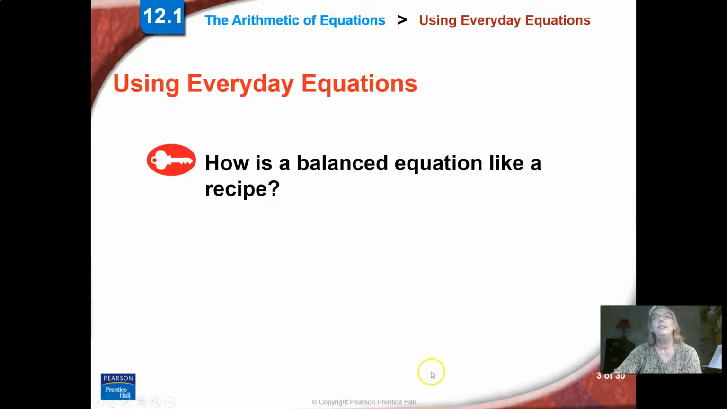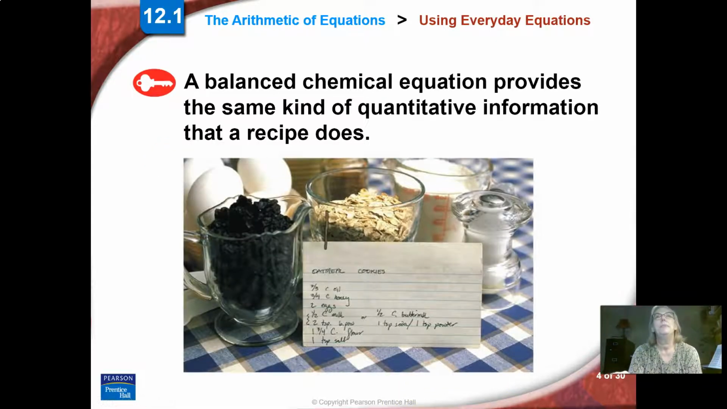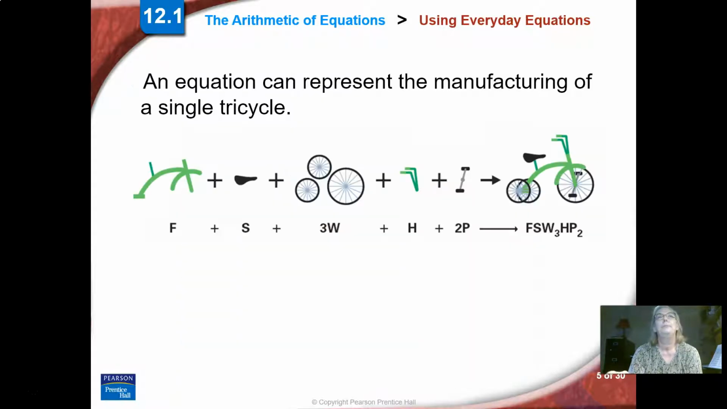So we're going to use balanced equations. We talked a little bit about this before, and it's like a recipe. A recipe calls for certain amounts of things to make a good cookie. It looks like cookies in this case. But we have to have a balanced equation that tells you exactly in quantities how much you need of everything. For example, if you were going to make a tricycle, you need all these parts to make one tricycle, just like we talked about the bike before.